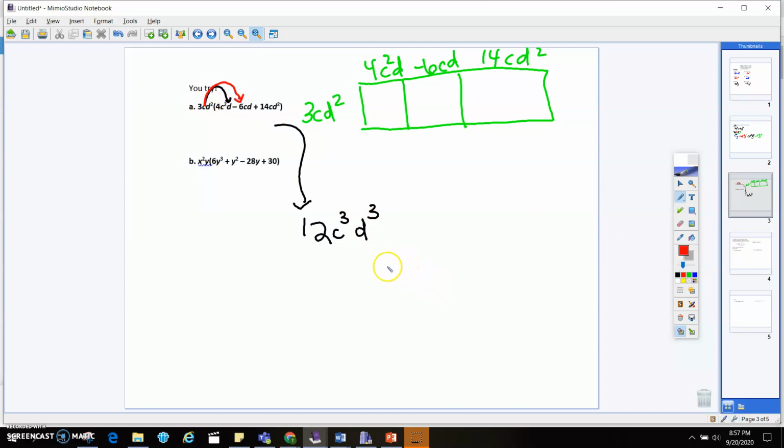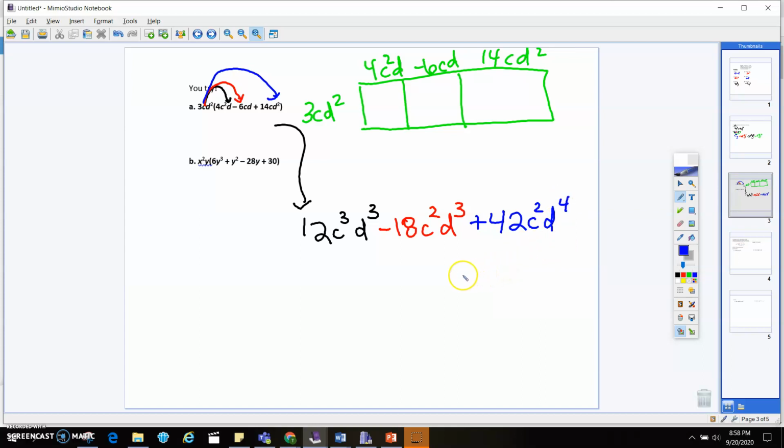Times negative 6cd. So negative 6 times 3 is going to give us negative 18. c to the first times c to the first is c squared. d to the second power times d is going to give us d to the third power. Then you're going to take it and multiply it times the last thing. Okay, so we've got 14 times 3, which is going to give us 42. c to the first times c to the first is going to give us c squared. d to the second power times d to the second power is going to give us d to the fourth power.